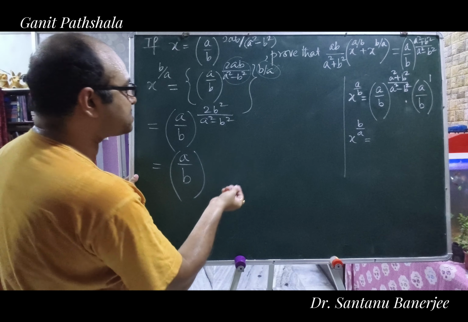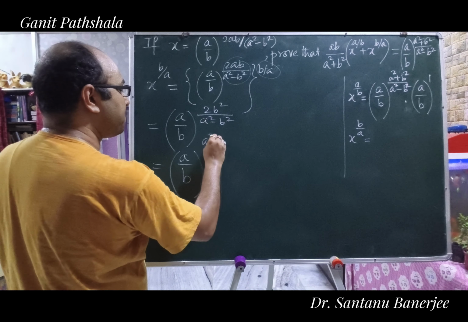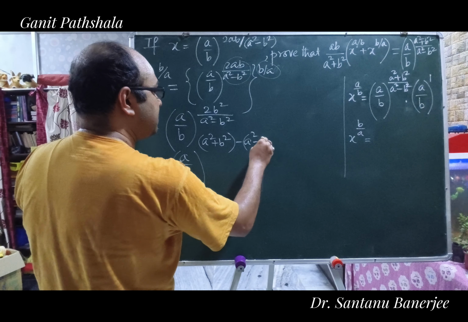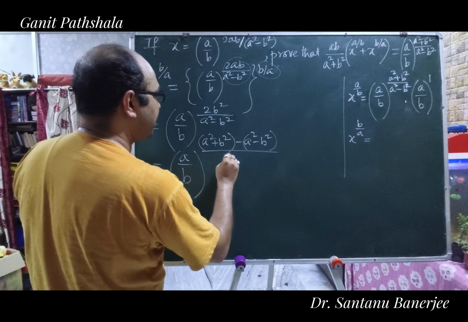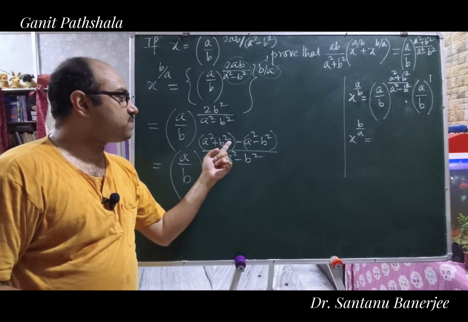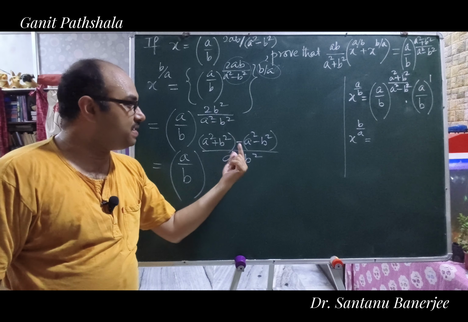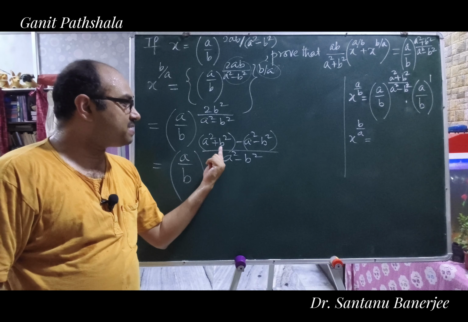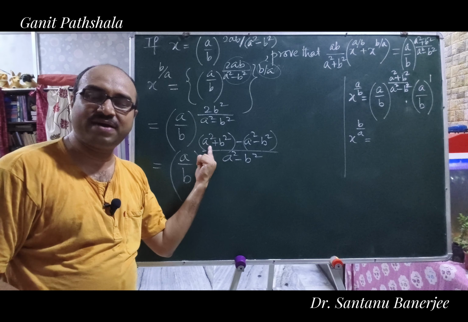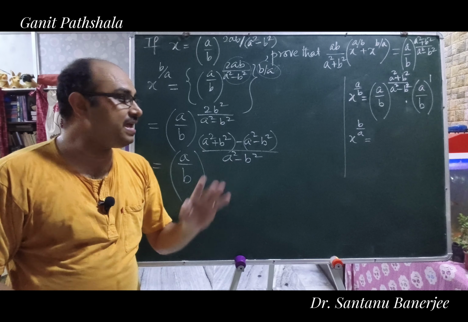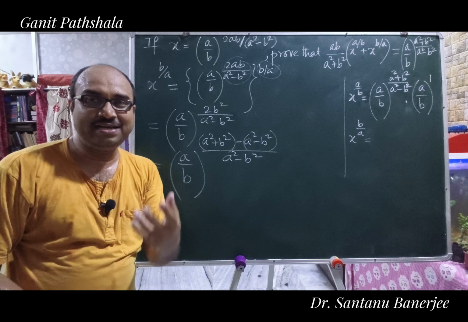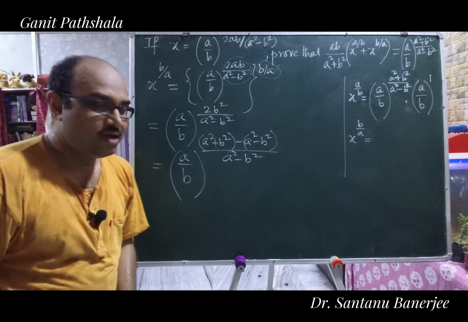Now see, 2b square also can be adjusted as a square plus b square minus a square minus b square divided by a square minus b square. See, simple. A square plus b square minus a square minus b square means it will be a square plus b square minus a square plus b square. So a square minus a square will get cancelled out and only 2b square will remain. So 2b square can be written or adjusted in this form.